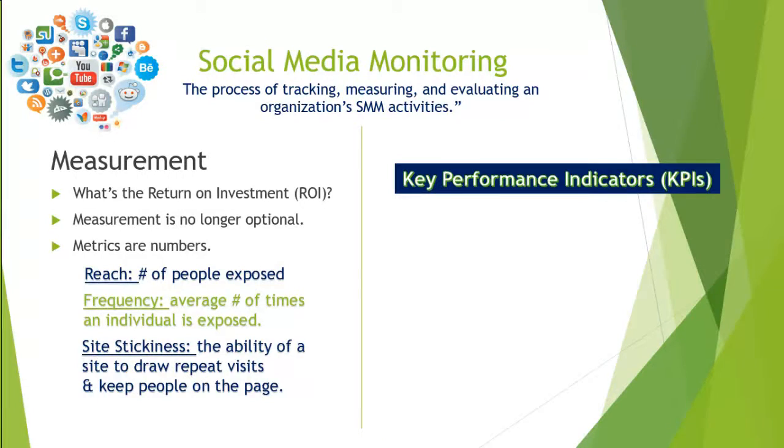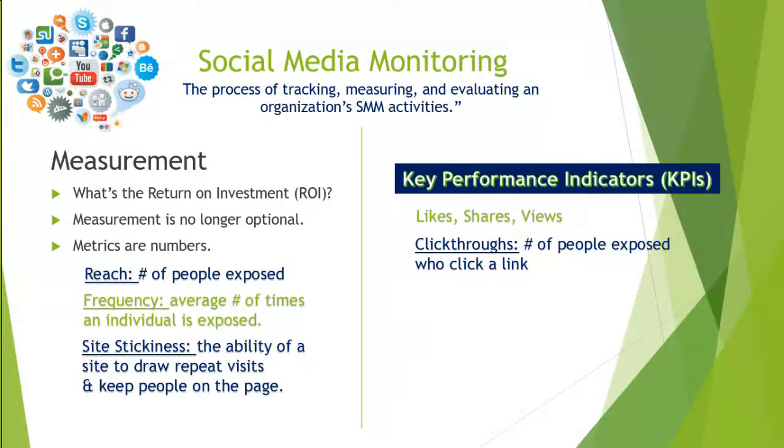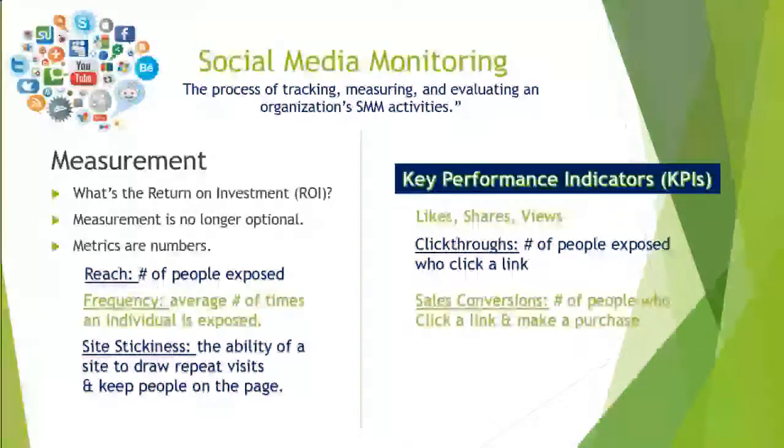We also need to talk about key performance indicators, or what we call KPIs. A KPI is a metric that helps us understand how we're doing against our objectives. So they're metrics that directly measure the impact on achievement of our business objective. A couple of KPIs that you'll commonly see: likes, shares, and views; click-throughs, which are the number of people exposed to an ad who click on a link; and sales conversions, which is the number of people who click a link and make a purchase. So all of these are KPIs, and a KPI is a metric, again, that relates directly to the achievement of your business objective or goal.